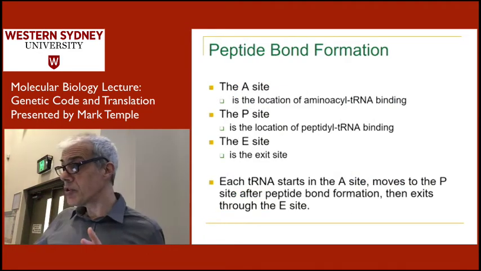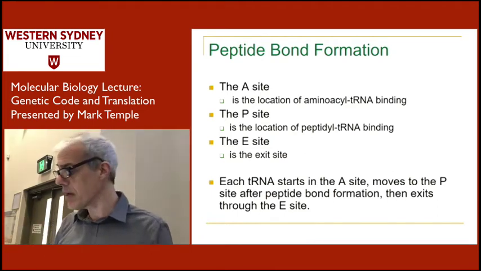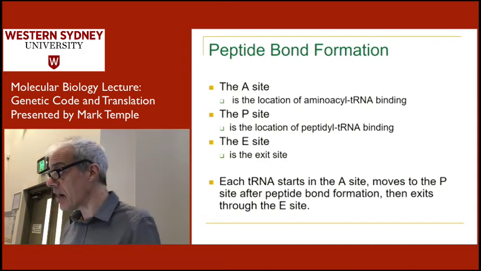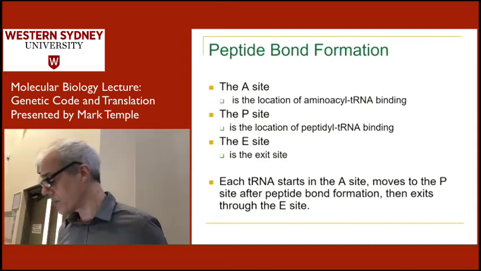I showed you that when the two subunits of the ribosome come together, they form this A site, P site, and E site, which straddle the two halves of the ribosome.